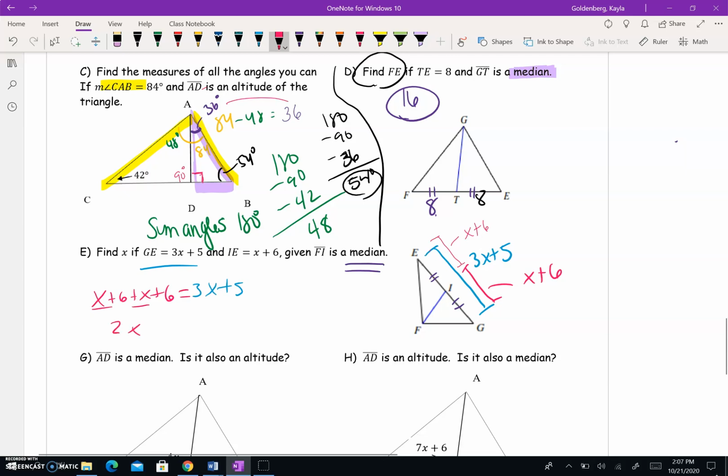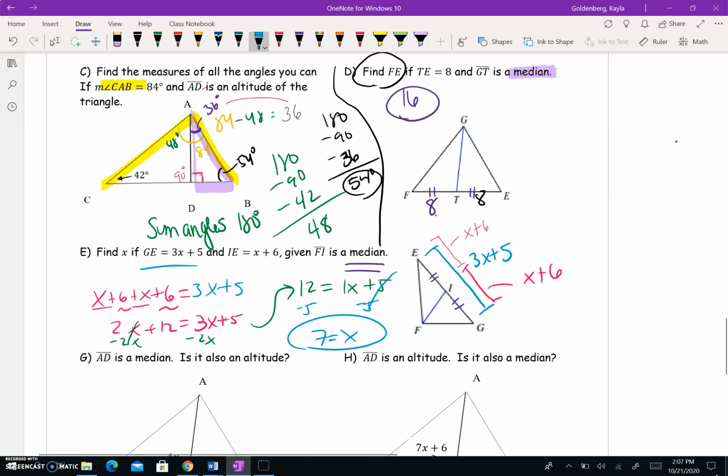2 x's, 12. Right, I'm going to subtract 2x on both sides. I want to get them all on that side because there's more x's. So it's going to give me 12 is equal to 1x plus 5. And then I'm just going to subtract 5 on both sides. So it looks like 7 is equal to x. And that's all they asked us to find.